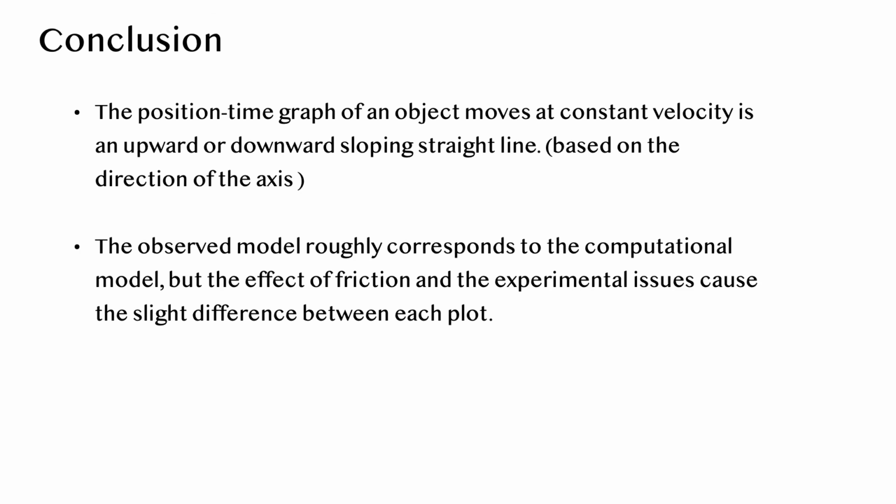Here's the conclusion. First, the position-time graph of an object that moves at constant velocity is an upward or downward sloping straight line, based on the axis you choose. And the second is that the observed model roughly corresponds to the computational model, but the effects of friction and experimental issues cause a slight difference between each plot.